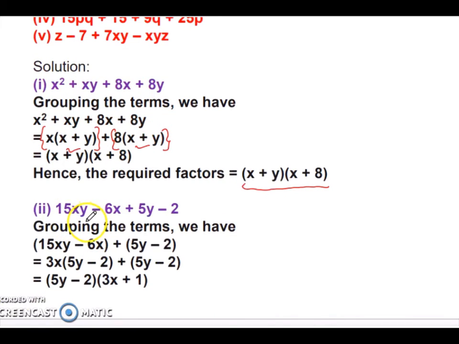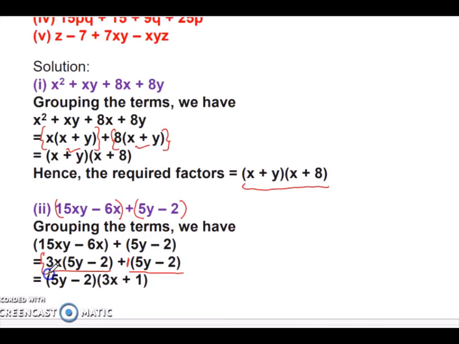The next one is 15xy minus 6x plus 5y minus 2. Again, there is no common factor between all the four terms combined together. But if you group them like this, this is one group and this is another group. From this first group, if you take the common factor out, 3x will be common between these two. So you will get 3x into 5y minus 2, plus 5y minus 2 is already there here. I can write it as 1 into 5y minus 2. Now why am I writing this one? Because I can take common from both these.